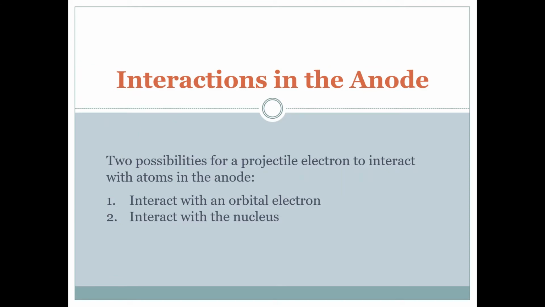All right, so interactions in the anode, the target interactions as we call them. There are really two possibilities for our projectile electron to interact with the atom in the anode. Either it interacts with an orbital electron, or it interacts with the nucleus. It's important to remember as we go forward that electrons are negatively charged, so they'll be attracted to a nucleus and they will be repelled from orbital electrons. The orbital electrons are repelled from the projectile electron and vice versa. The nucleus is always an attractive force for the electrons.